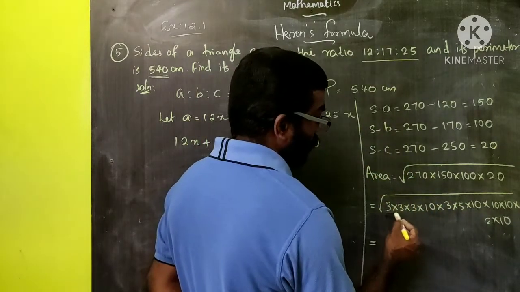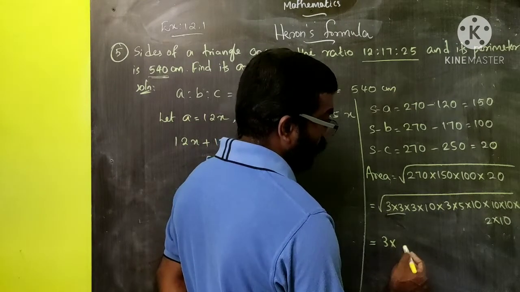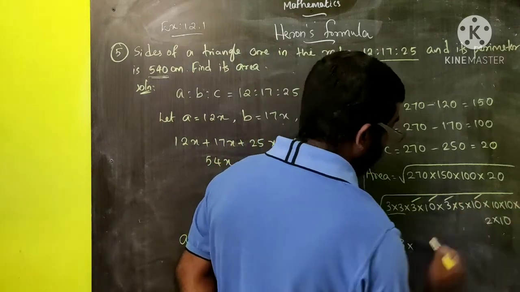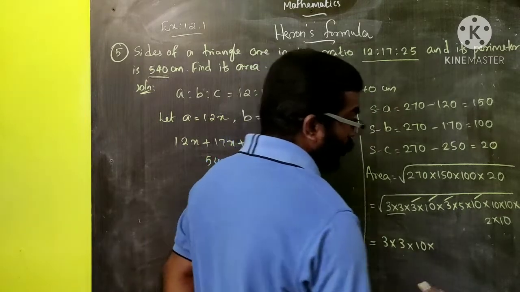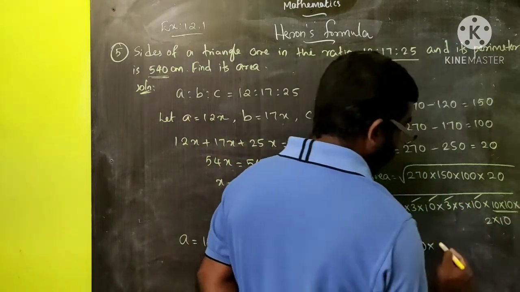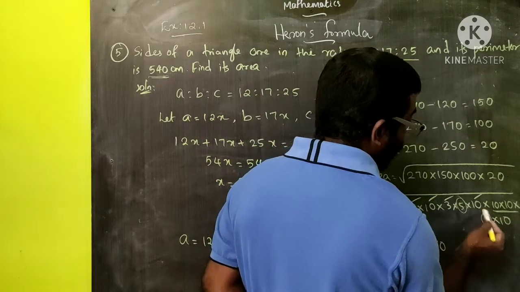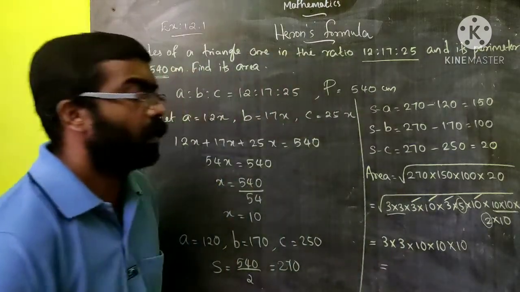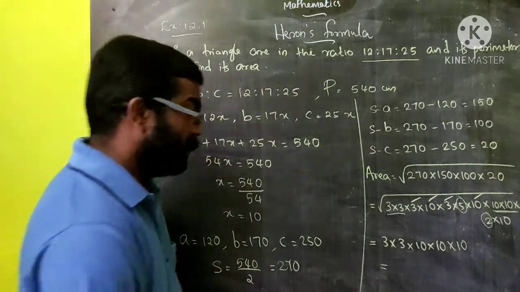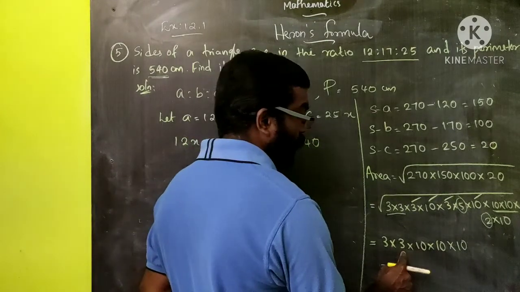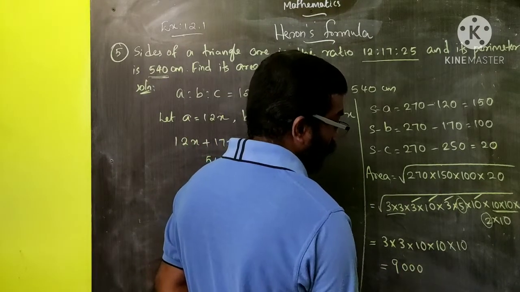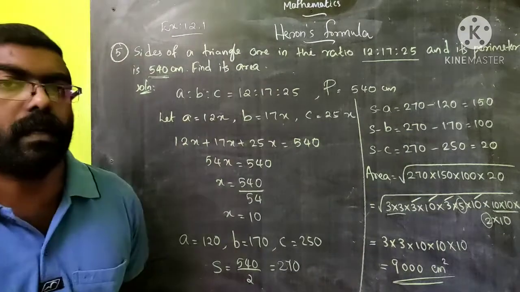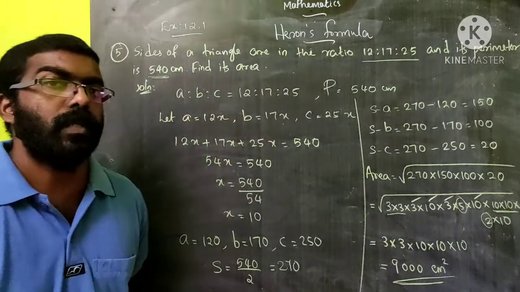Now we can make pairs. Here we can take one 3 out. Then 3, 3, again one 3 out. 10, 10, one 10. Then again 2 tens, so one 10 out. This 5 into 2, 5 into 2 is 10. 10 into 10, so again we can take one 10 outside. Okay, now everything is taken out, so we can multiply this. 3 3s are 9, 9 then 3 zeros. That is 9000 centimeter square. Area of the triangle is equal to 9000 centimeter square.